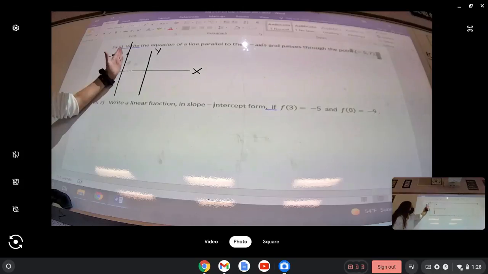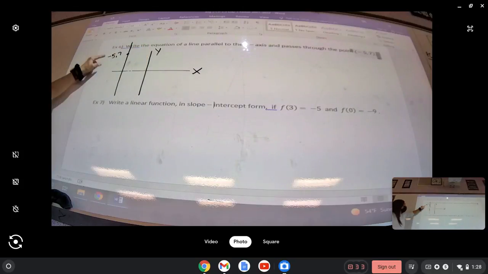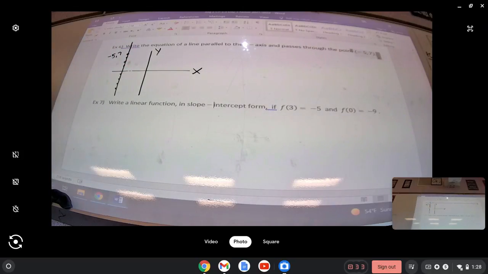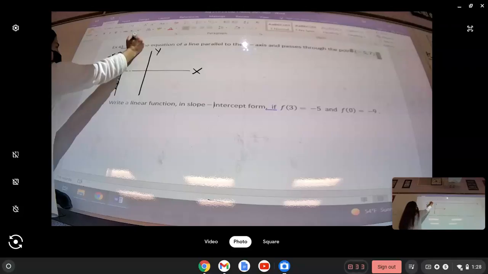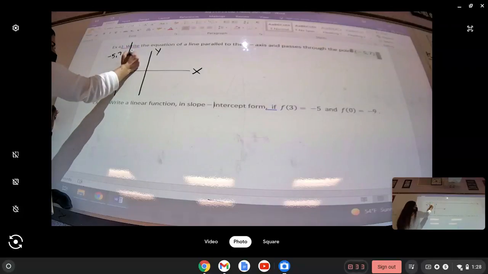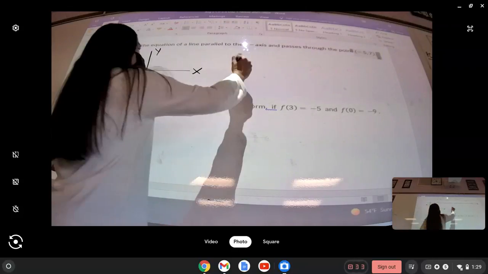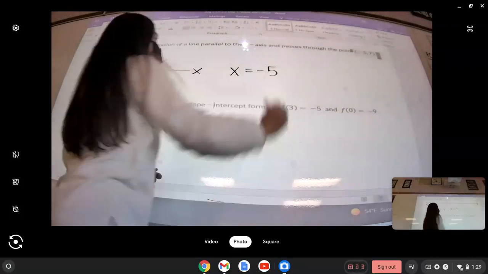There's our line, guys. It is parallel to the y-axis, and it passes through the point (-5, 7). So you look at this line, and you tell me which coordinate is the same in every single ordered pair. No, 7 is changing like crazy. This is (-5, 7), (-5, 8), (-5, 9), (-5, 10), (-5, 6), (-5, 5), (-5, 4), (-5, 3). -5 never changes. It's the x coordinate that never changes. So this is the line where the x coordinate is always -5. So what's the equation? x equals -5.